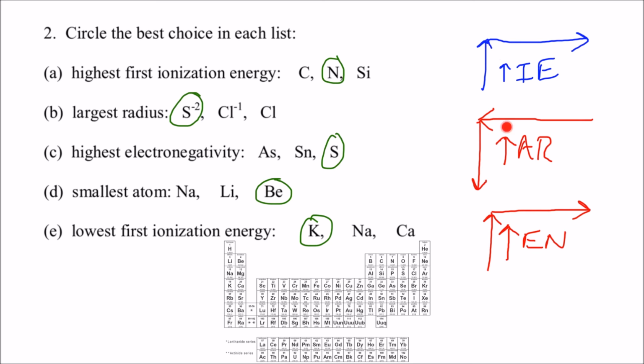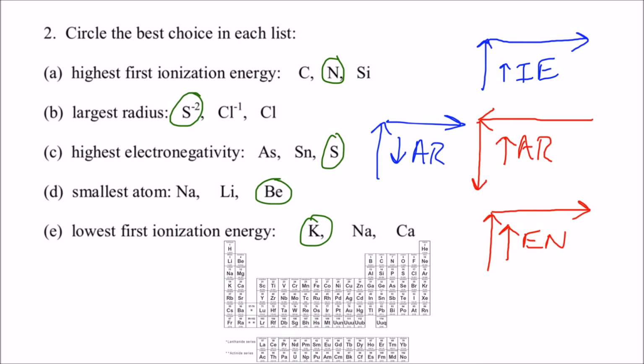Okay, now the smallest atom. Well, this is the trend for the largest radius, so if we want the trend for the smallest radius, we just have to flip it. Okay, so we would do this as our trend for decreasing atomic radius. Alright, so we have sodium, lithium, and beryllium as our players. There's sodium, there's lithium, there's beryllium. We need it to be the highest one up, so that counts out sodium, and it needs to be the furthest one to the right. That means beryllium's the winner.